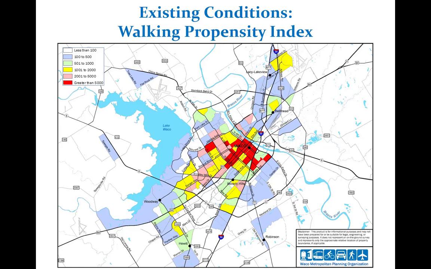So this map shows the walking propensity by transportation analysis zone. The most walkable areas are primarily near downtown and Baylor, which are those red and pink colors. The less walkable areas are the blues, greens, and white colors, and again, are in primarily single-family residential areas near the lake, Woodway, as well as some areas in Bellmead and Lacy Lakeview.